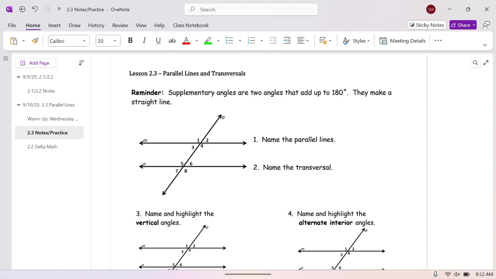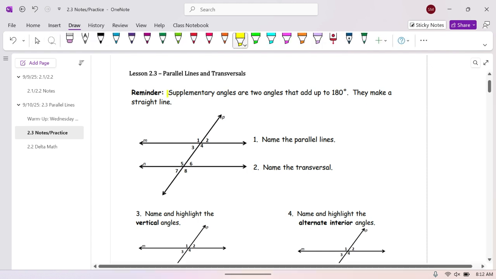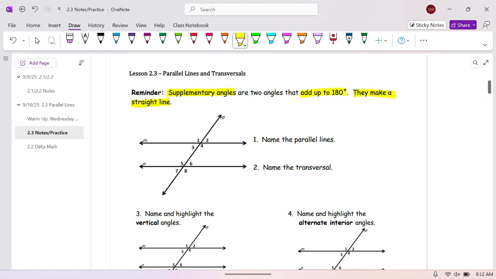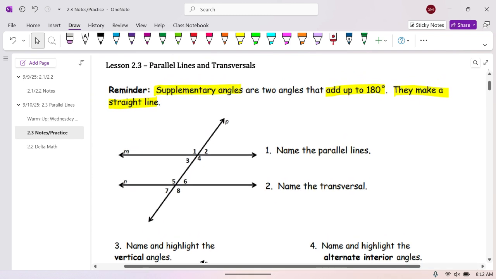Let's just go ahead and get into the swing of it. First things first, just a quick reminder, supplementary angles are 2 angles that add up to 180. They typically make a straight line. Another name for that, you may see it as linear pair, pretty much the same thing. Now, before we even get into talking about the different theorems, we're going to talk about how to name our parallel lines and how to name the transversal. So first off, which 2 lines are my parallel lines?